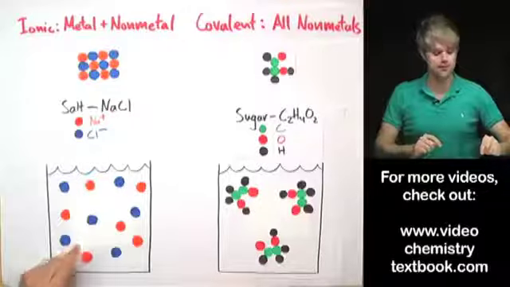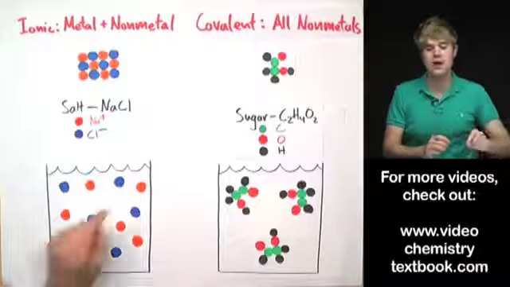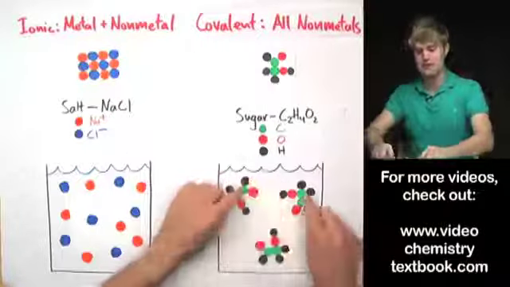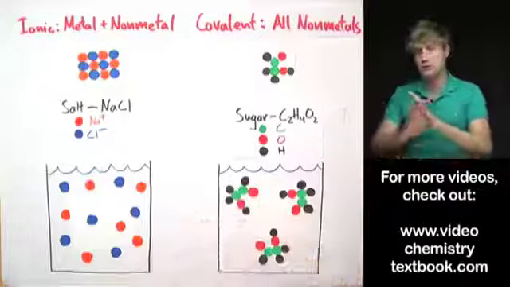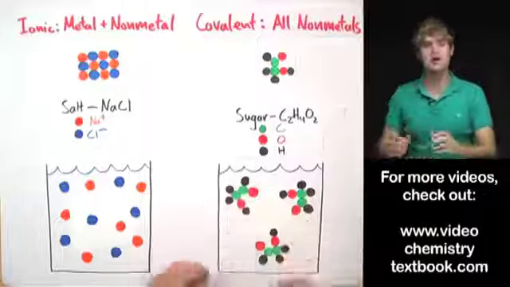If it's an ionic compound, it's going to break apart into all of the individual atoms. But if it's a covalent compound, the clump of the molecules will break apart into individual molecules once it dissolves. But the molecules themselves will not break apart into atoms. They will stay as molecules dissolved in the water.